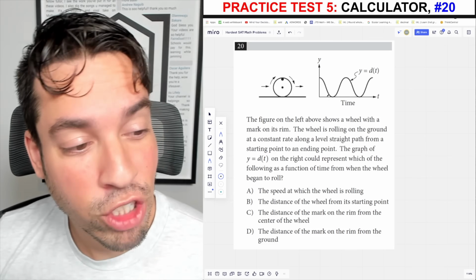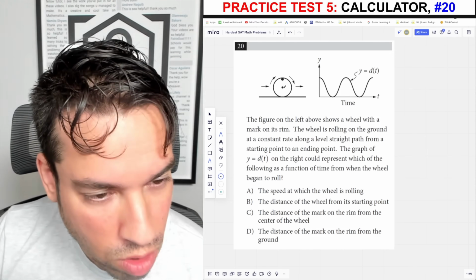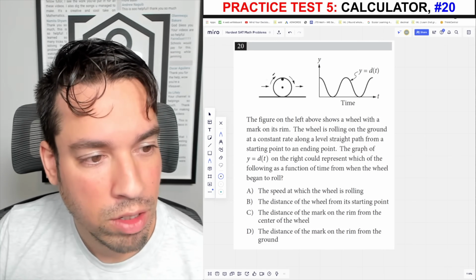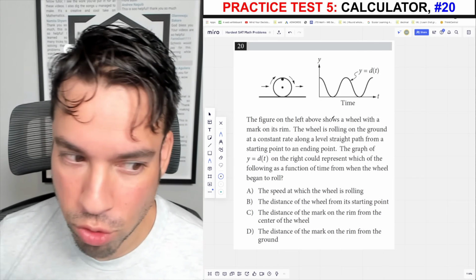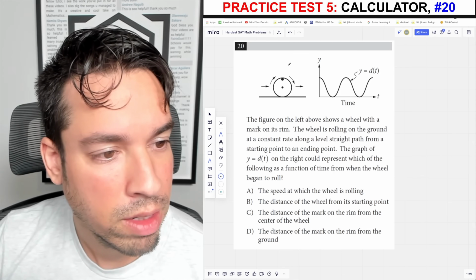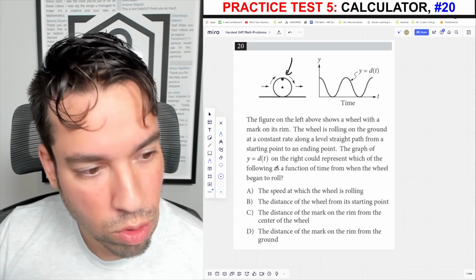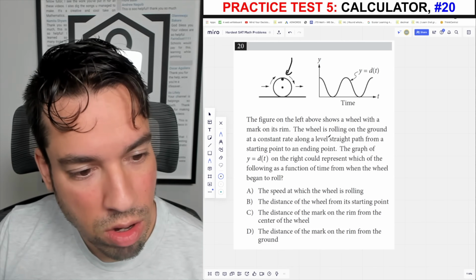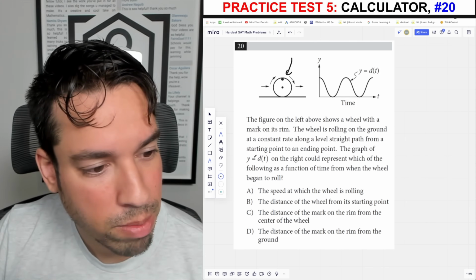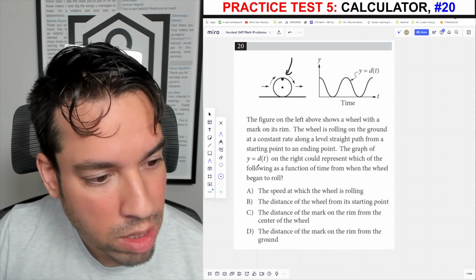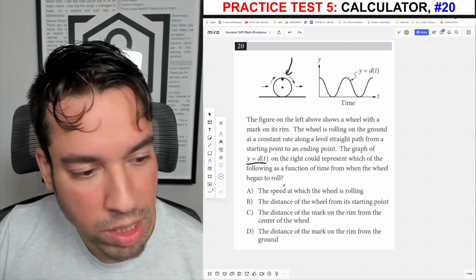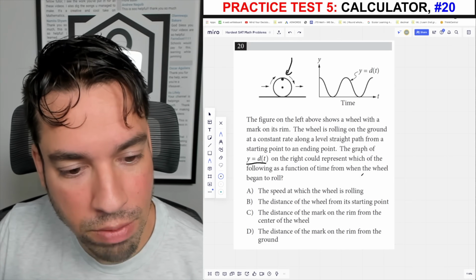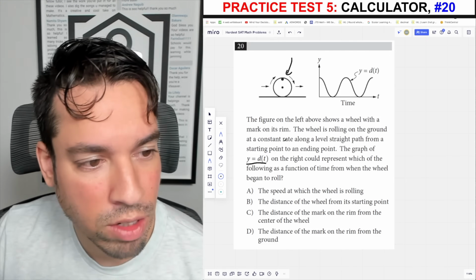Next, we have this guy, which is quite confusing when you first look at the drawing and the diagram, but really it's just something turning, spinning, and this is some sort of a graph. It says the figure on the left shows a wheel with a mark on its rim. And there is the mark right there. The wheel is rolling on the ground at a constant rate along a level straight path from a starting point to an ending point. The graph y equals d(t), which is this guy, on the right could represent which of the following as a function of time from when the wheel began to roll.